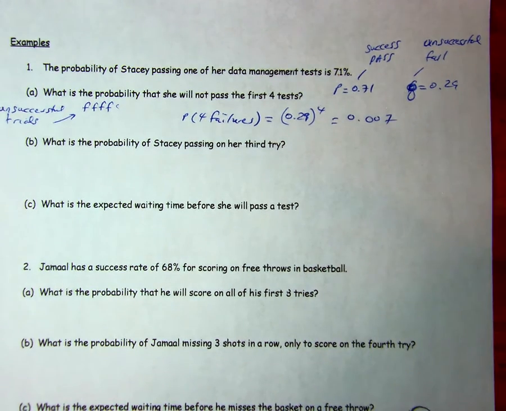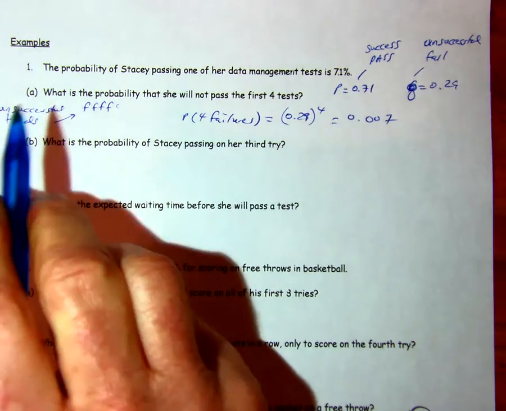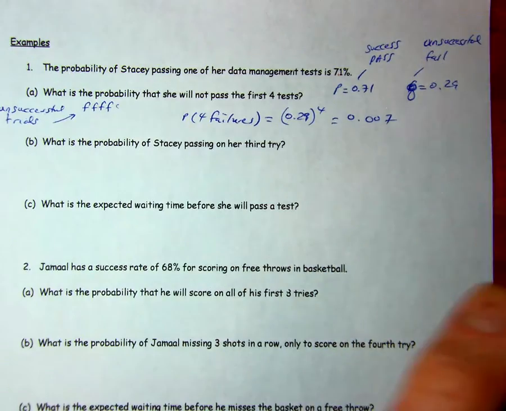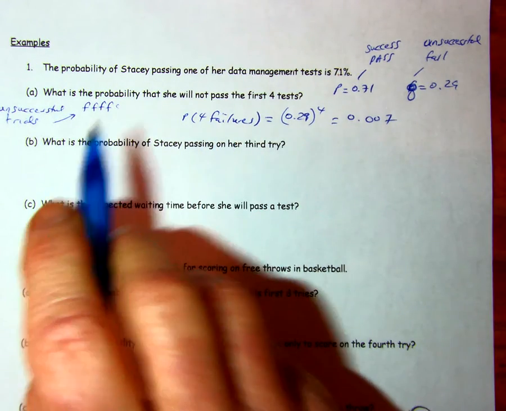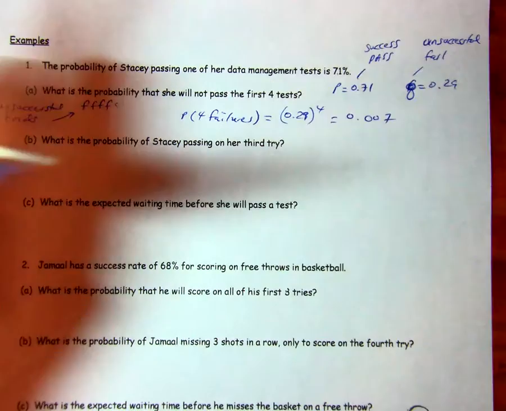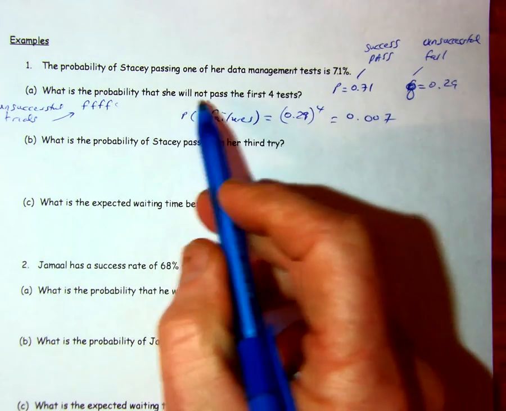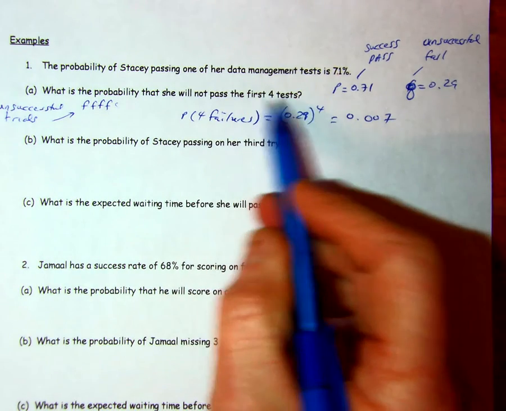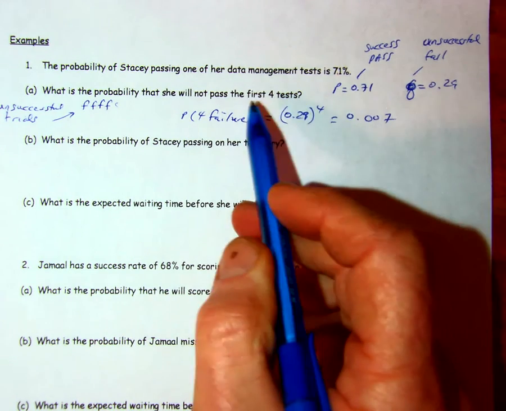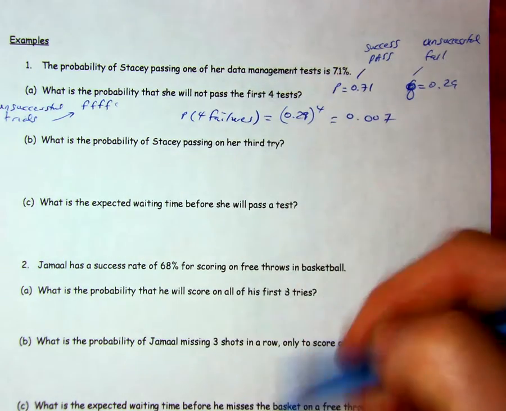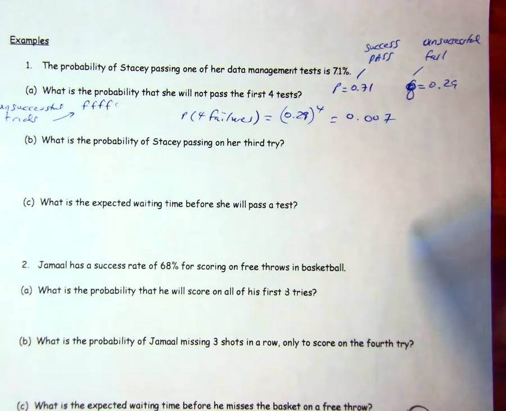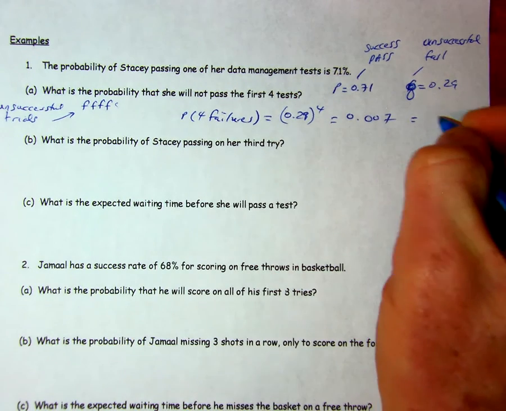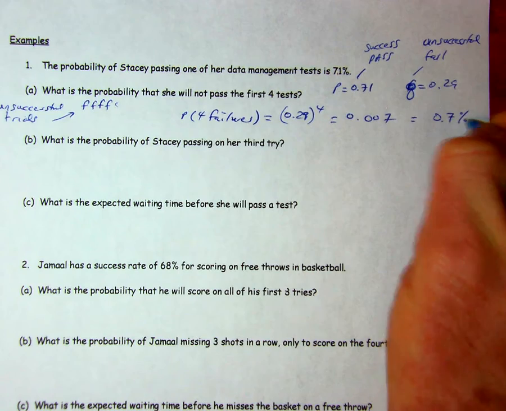Wait, don't you do 0.29 to the power of 4 times 0.71? Well, that would be if the question was worded, what is the probability that she will have her pass on the 5th attempt? That would be 4 failures and then 1 success. It's not asking about a success in there at all. It was just failing 4 times. No success. You'll see the difference when we go on. There's only 4 failures and no successes here. So that equals a very low percent, 0.7%.